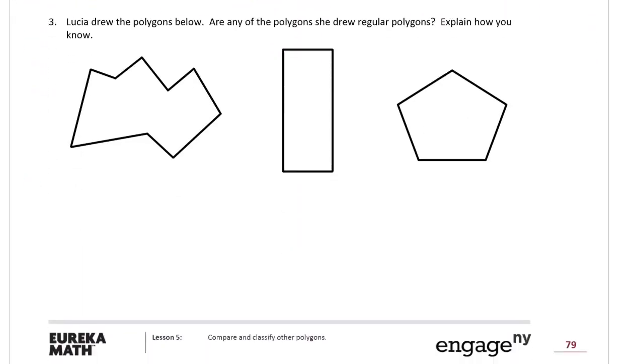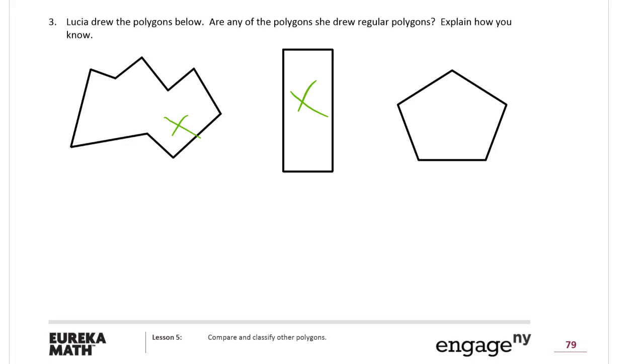Lucia drew the polygons below. Are any of the polygons she drew regular polygons? Explain how you know. Well, they have to have all equal sides and all equal angles, and this one definitely doesn't, and this one doesn't, and this one might have equal sides, but are the angles equal? Well, without measuring, it's really hard to tell.